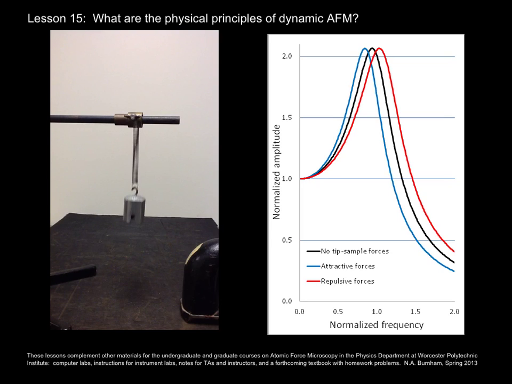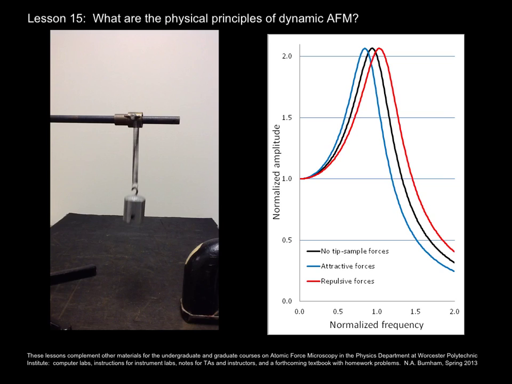We can represent this behavior on a plot of normalized amplitude as a function of normalized frequency. The normalization just means that we don't have to worry about specific values for these numbers. What's important is how the peak shifts depending on what kind of force is acting between the tip and the sample. Attractive forces make that frequency of oscillations lower, repulsive forces higher.